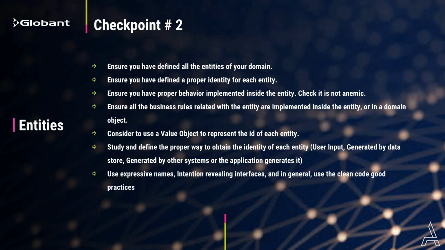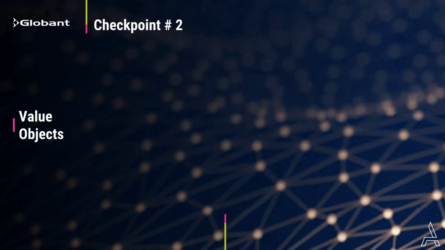Use expressive names, intention revealing interfaces, and in general, use clean code good practices. Remember to use the ubiquitous language and express it in the entities. And now the checklist for the value objects.